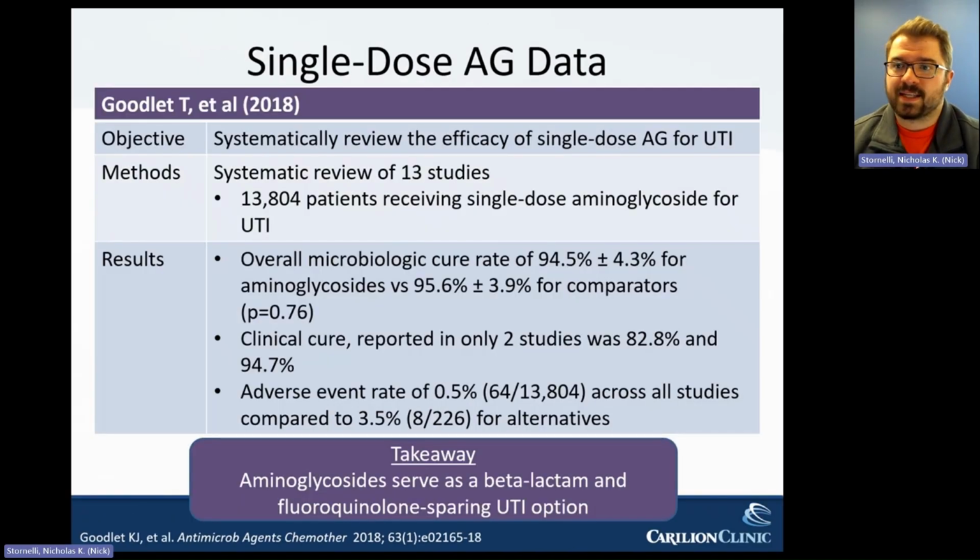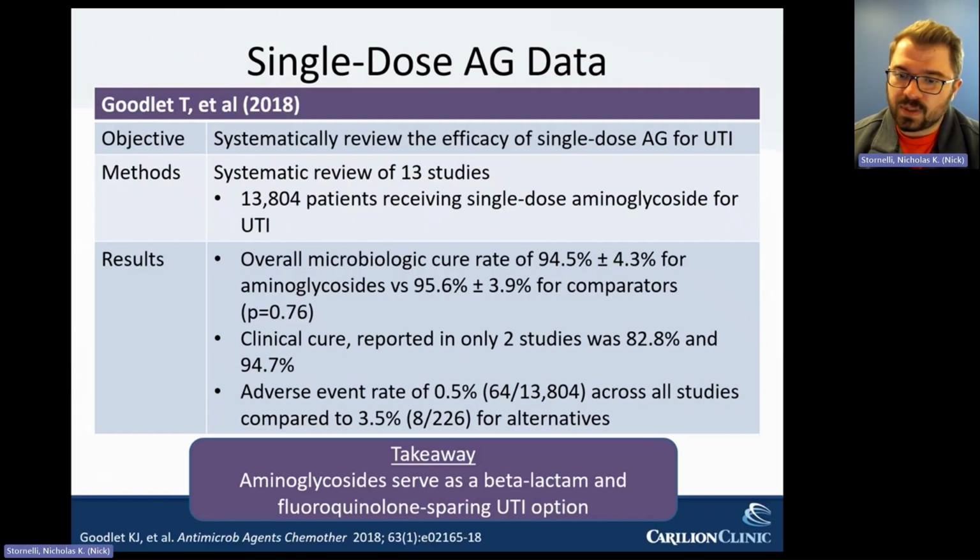So you are probably asking, show me the data. This sounds great, but where is the data? We do have really awesome data. We do have a systematic review from 2018 that looked at 13 studies and over 13,000 patients receiving single dose aminoglycosides for urinary tract infection. They reported on microbiologic cure rates, which is generally sterilization of the urine, which is probably not the most important clinical endpoint, but just to note, strong microbiologic cure rate noted for single dose aminoglycosides.